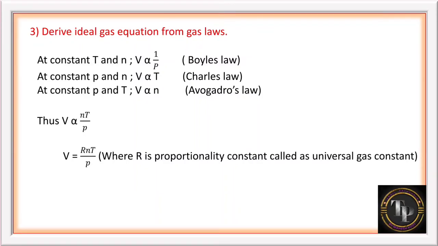We got this, but what we want is the ideal gas equation. Take this P to the other side. So what will you get? PV is equal to nRT. P is pressure, V is volume, n is number of moles, R is the universal gas constant, T is temperature. So this is the derivation of the ideal gas equation.